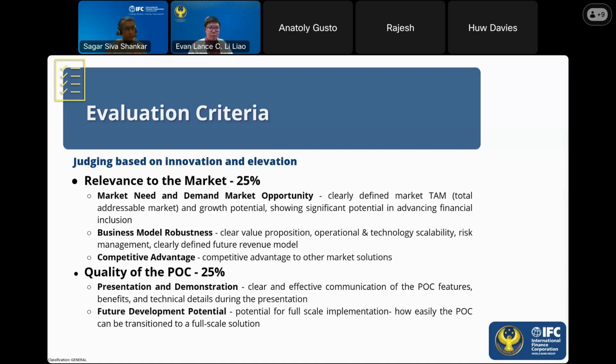As well as the business model robustness. So is the value proposition there? And whether there's an advantage to using this product versus other existing solutions in the market.